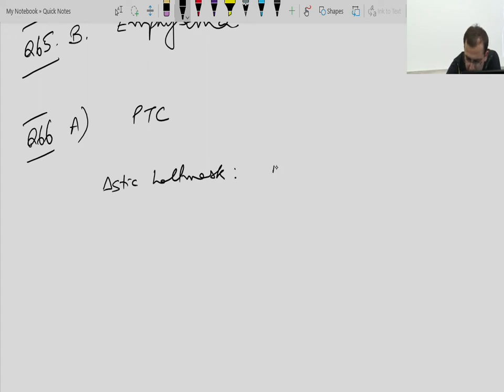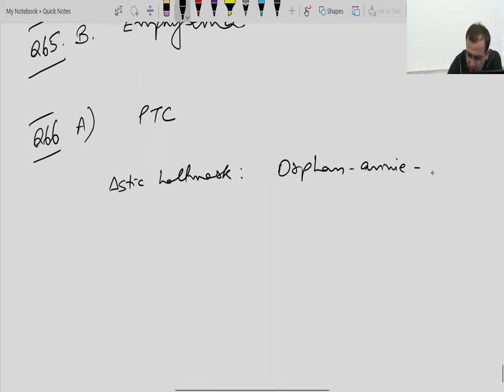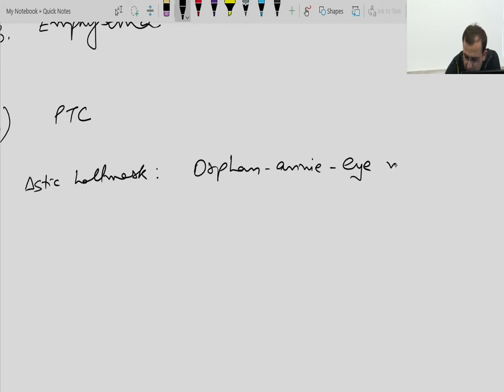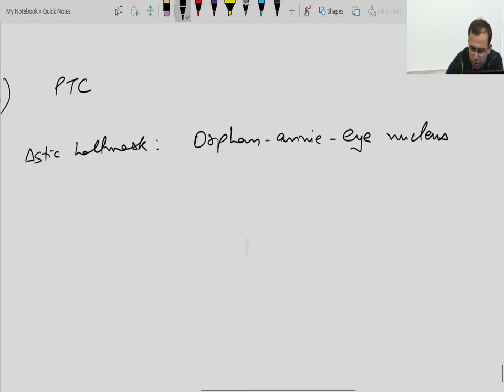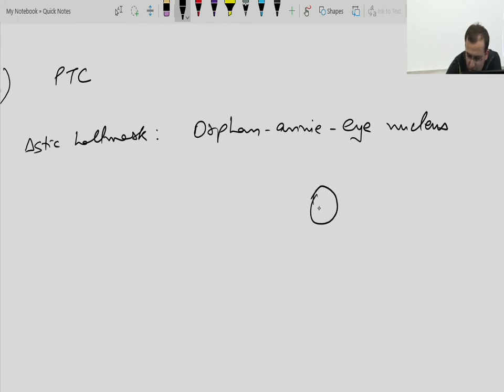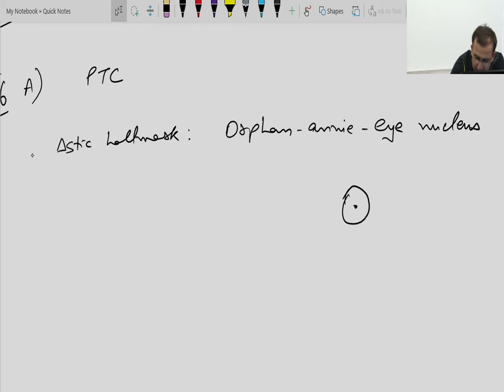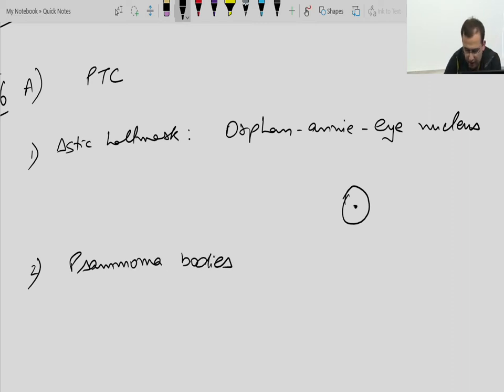The diagnostic hallmark of PTC is the presence of Orphan Annie nucleus, which shows a large clear nucleus with prominent nucleoli. This is the diagnostic hallmark. Next point, PTC is also microscopically associated with psammoma bodies. Psammoma bodies are dystrophic calcifications. We'll see it in the next question.